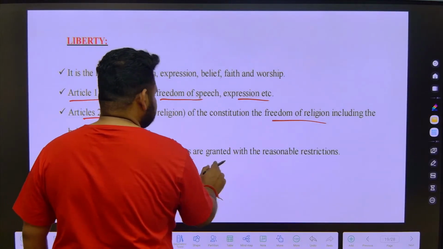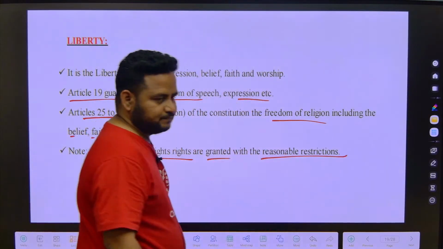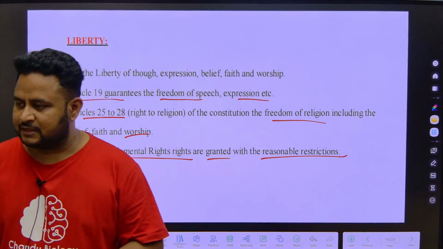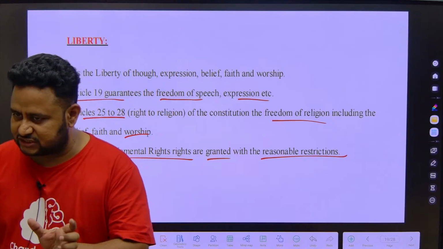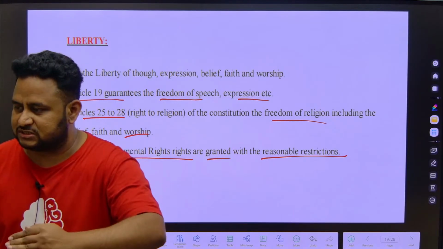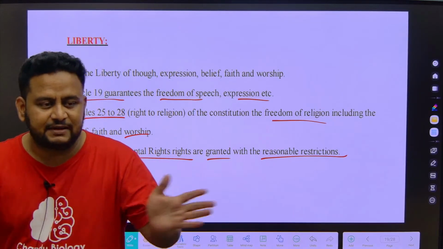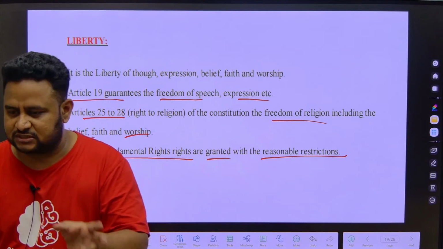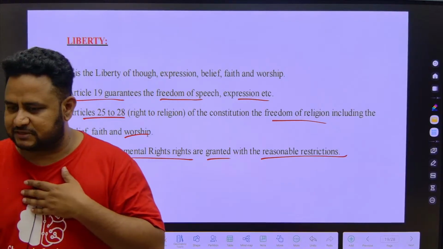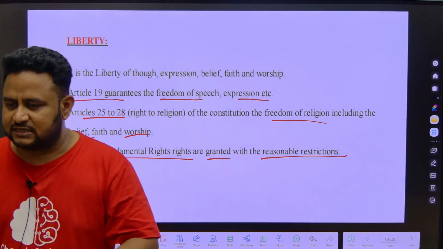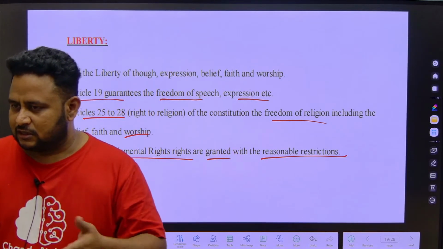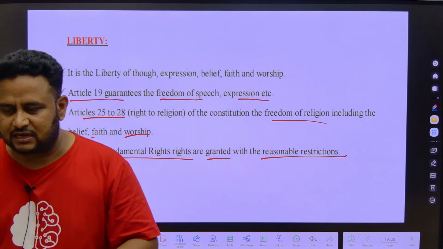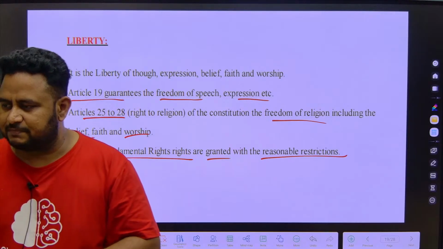All fundamental rights are granted with reasonable restrictions. That means, of course, I have liberty to express my opinions, but there are reasonable restrictions. Restriction means there are some limitations, but they are not random limitations; they have some reason. That is the meaning of reasonable restrictions. Just because I want to express something, I should not necessarily express it. Suppose I express something in such a way that it hurts the sentiments of another religion. What will they do? They will come and fight. That will create public disorder.